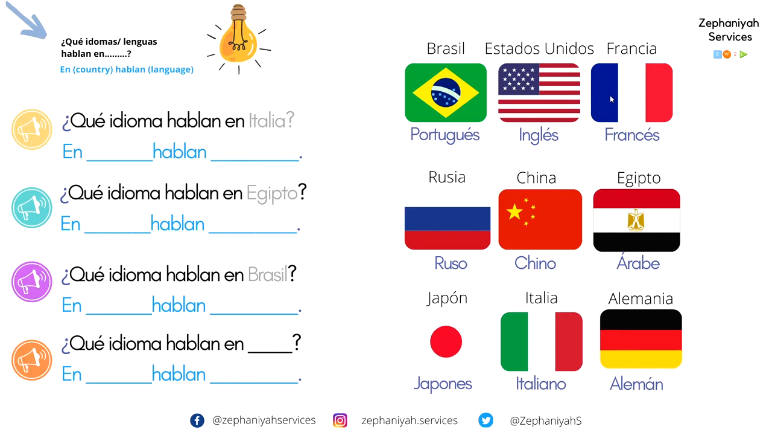Now, I want you to speak and practice. That's why you have this symbol here. I want you to speak and follow me. So, in the first exercise, we remember the formula, if you will. ¿Qué idiomas? Oh, missing an I. I beg your pardon, I double checked this, but sometimes the letter escapes my eye. So, ¿qué idiomas o lenguas hablan en, then you choose the country. And the answer is en the country hablan the language. Okay? So, por ejemplo, ¿qué idioma hablan en Italia?